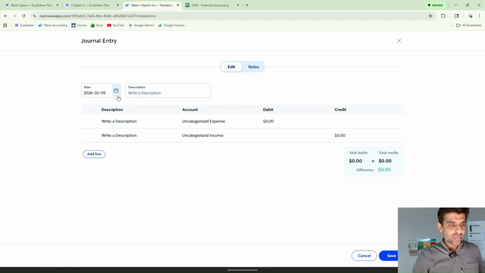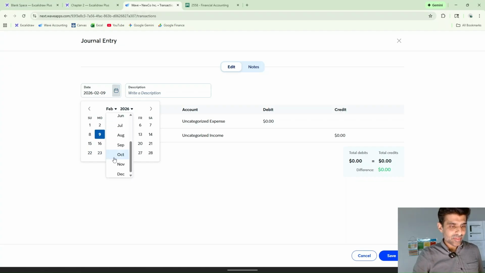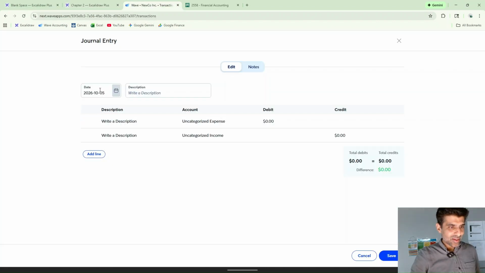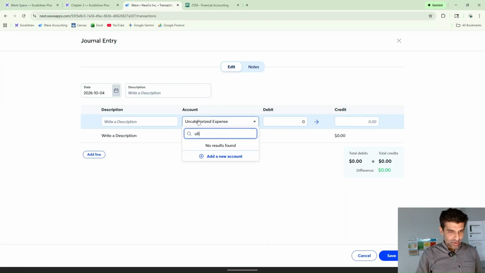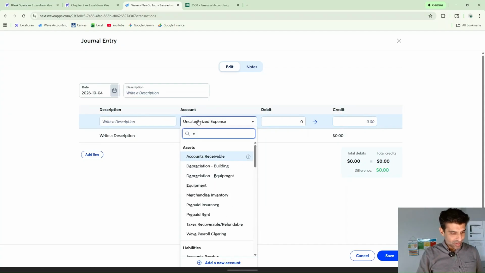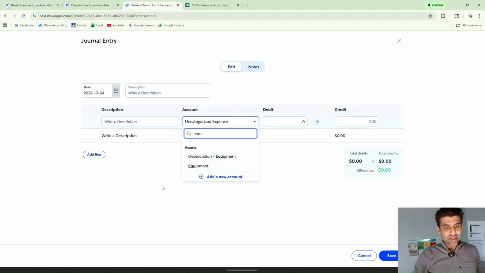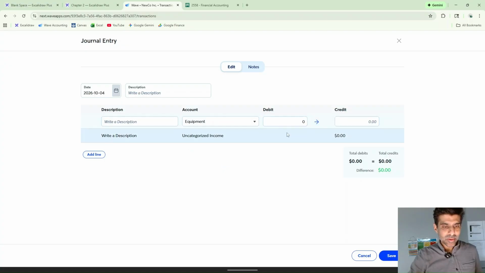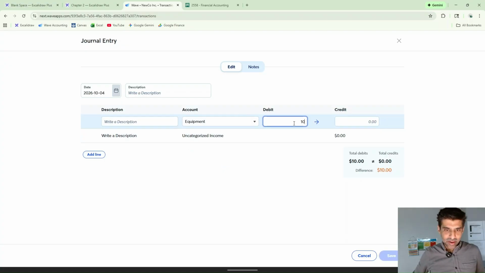First, the date. What was our date? October 4th. So I'm going to put the date, October 4th. Let's see if I have an equipment account. Equipment. I'm not going to call it office equipment, I'm just going to put equipment. We said it's a debit, 10,000.